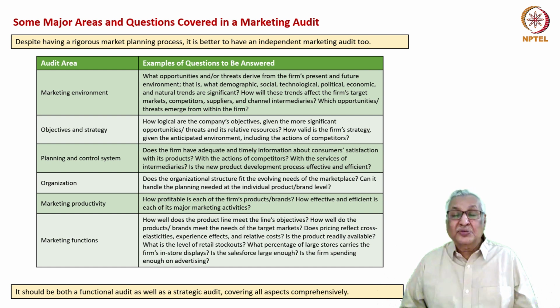Marketing productivity in terms of the person, in terms of the product and the brand. And in case certain products are subsidized, how do we ensure that that subsidy element is removed is a financial ask. Then how well the various marketing functions, not only the overall sales, marketing and distribution functions, but the functions within each of these are performing. And what are the learning effects, what are the experience effects, what are the cost effects, and what are the revenue effects. This should be a functional audit as well as a strategic audit covering all aspects comprehensively.